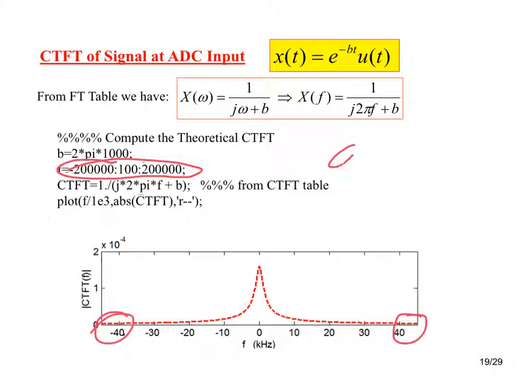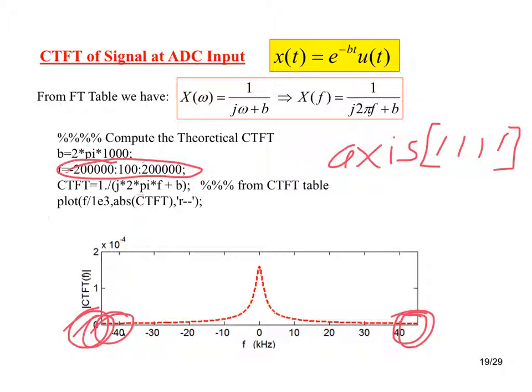Or there's a command called axis that you can use. So you say axis, and then you put 4 numbers in here. The first one is the leftmost x value. The second one is the rightmost x value. The third one is the bottom y value. And the fourth one is the top y value. So you can set the 4 corners of your plot. And so that's a nice command to use, is the axis command.